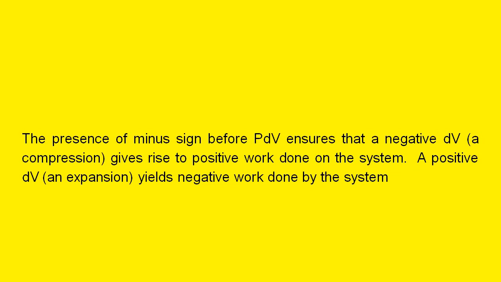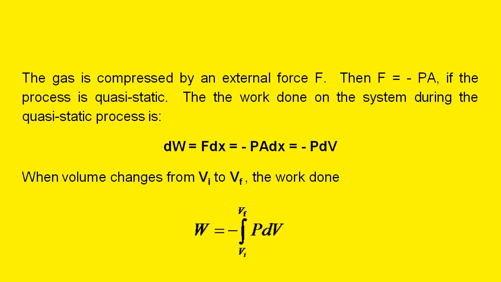The presence of the minus sign before PdV ensures that a negative dV, a compression, gives rise to a positive work on the system, and a positive dV, expansion, yields negative work done by the system. Again, you can see that this is the expression. So, always you are taking this dV as change in volume, and always change is final minus initial. It means final volume minus initial volume.